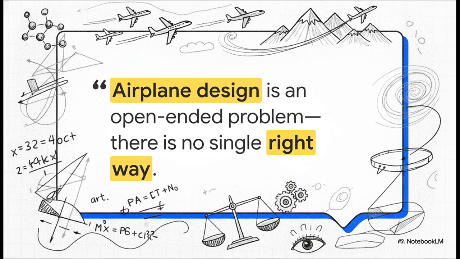From the microscopic behavior of gas molecules to the raw, brute force horsepower required to climb into the sky. Aerospace engineering isn't just rigid math. It is a beautiful art of continuous compromise. Airplane design is an open-ended problem. There is literally no single right way to do it. So the next time you look up and see a massive metal tube flying through an invisible ocean, ask yourself, what hidden physical compromises did engineers have to make just to keep that perfectly balanced equation in the sky?